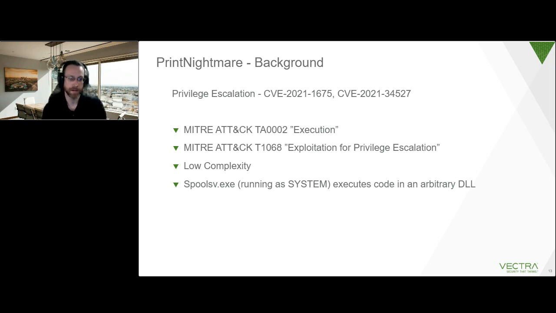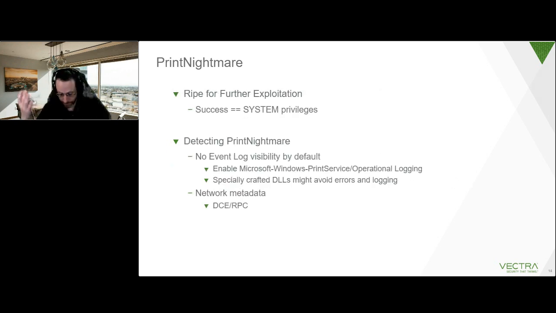It maps to MITRE ATT&CK tactic TA0002 execution. Then you also have T1068, which is exploitation for privilege escalation. It's low complexity, and what we're doing is spoolsv.exe. So spoolsv.exe executes queued in an arbitrary DLL. Also, it's available in Metasploit, which just really brings the complexity down. It is ripe for further exploitation. Again, success equals system privileges.